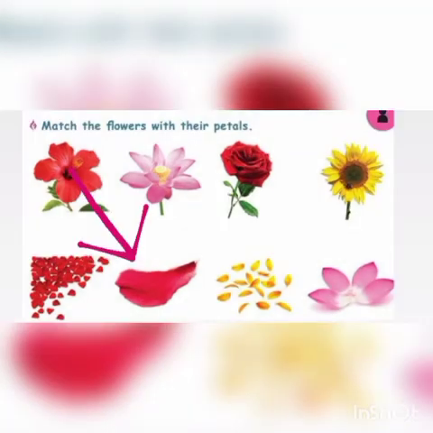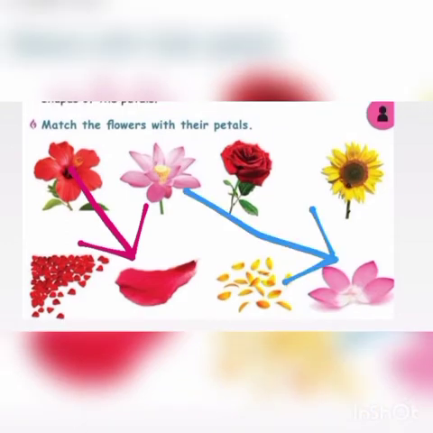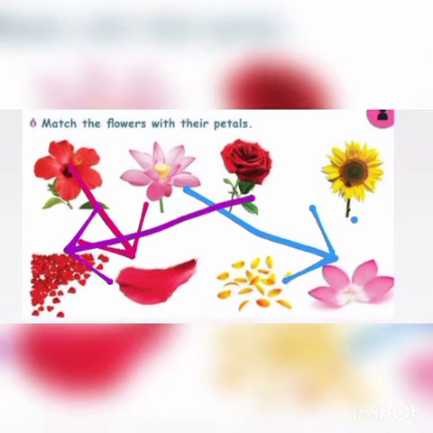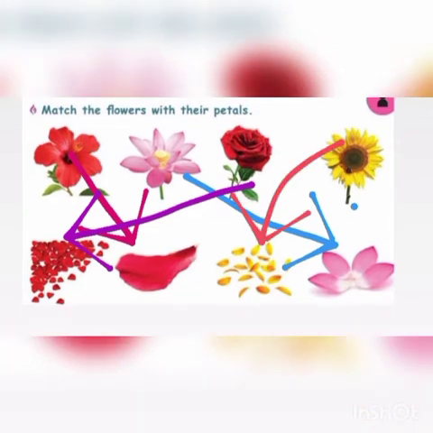Very good, that is the answer children. Very good, very good. Now let's see the lotus. Find out the petal of lotus. Yes, you are right. Now let's find the petal for rose. Very good, that is the answer. Last, sunflower. Obviously the yellow petal is for sunflower.